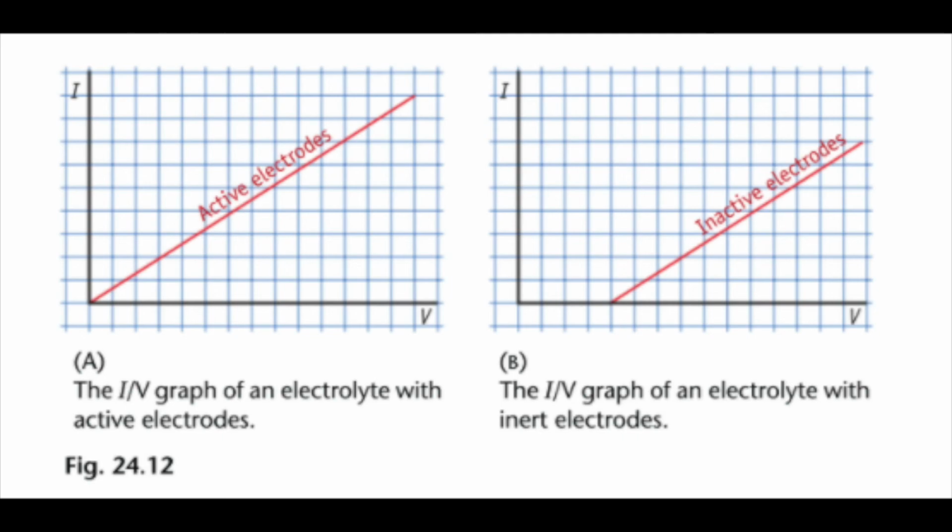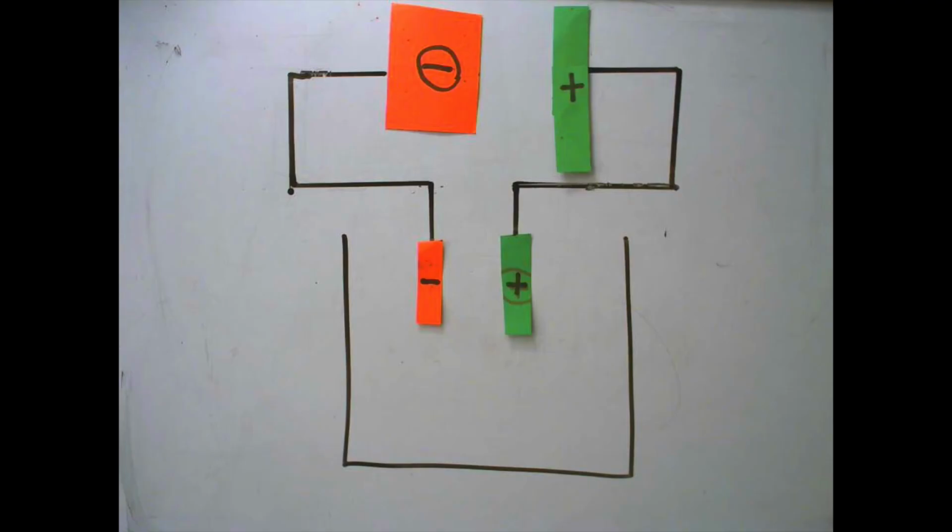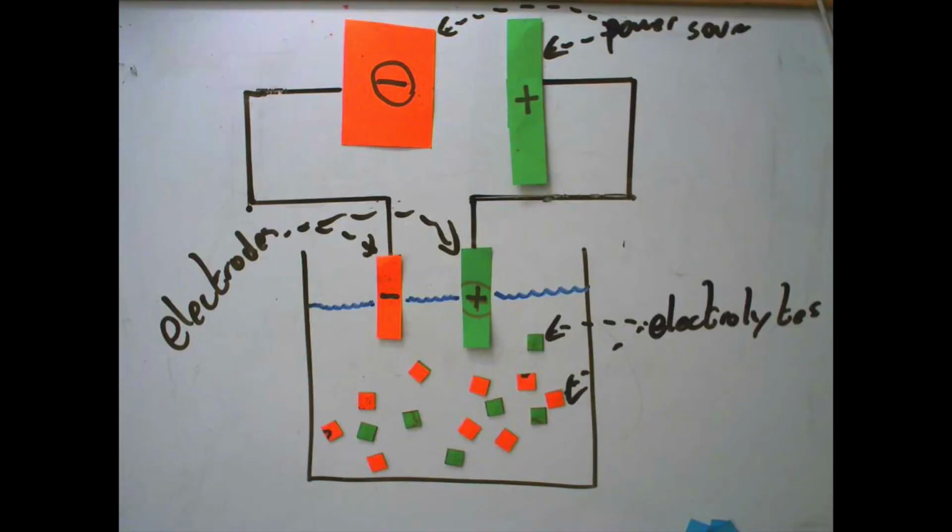So let's have a look at our equipment. We've got a beaker or some sort of container which contains a solution. We've got a power source. The electrodes are the bits of metal connected to the power source which dip into the solution. And the charge carriers inside are called electrolytes. Let's throw in an ammeter as well so we can measure current as we increase the voltage and see what happens.